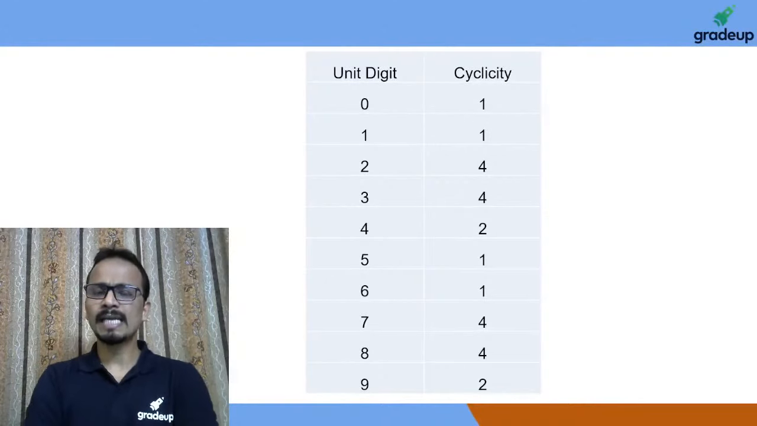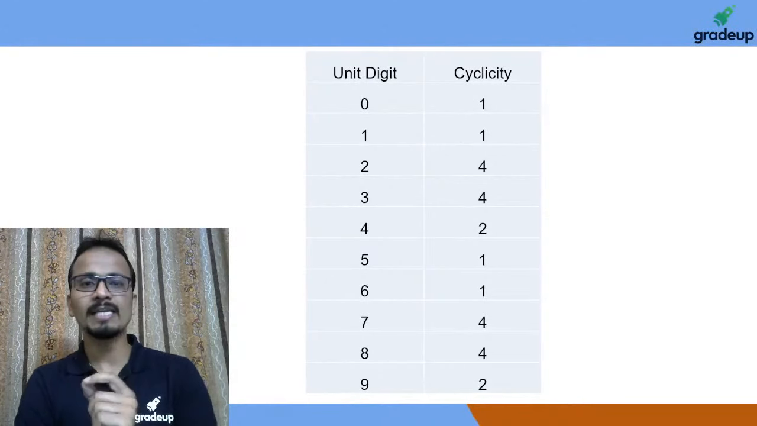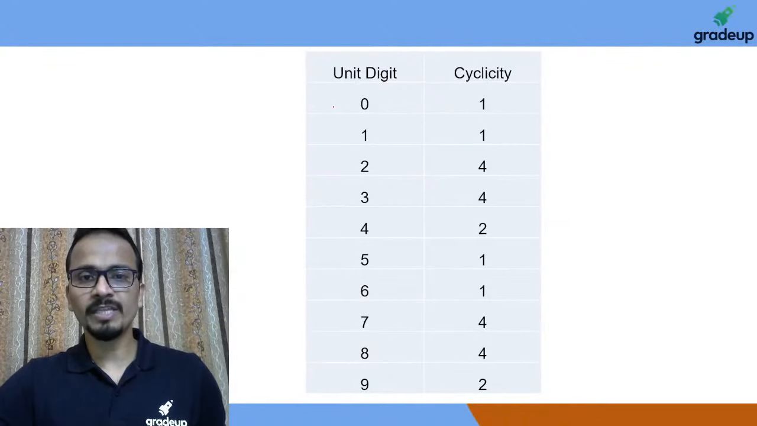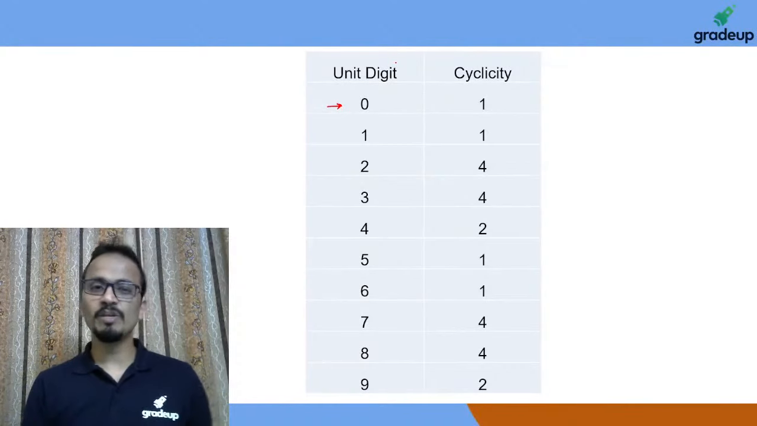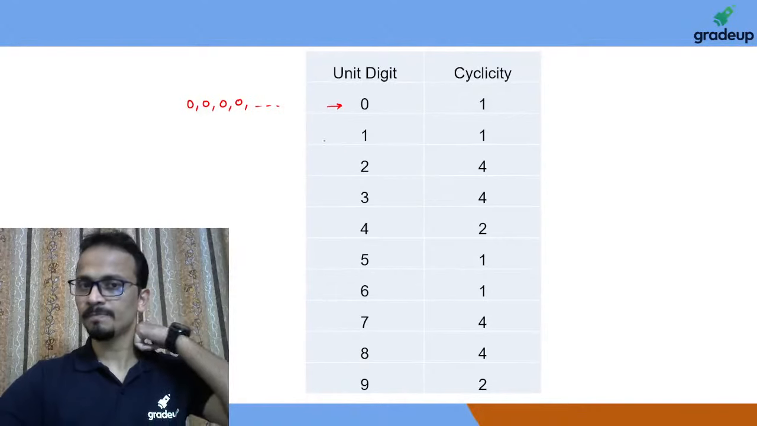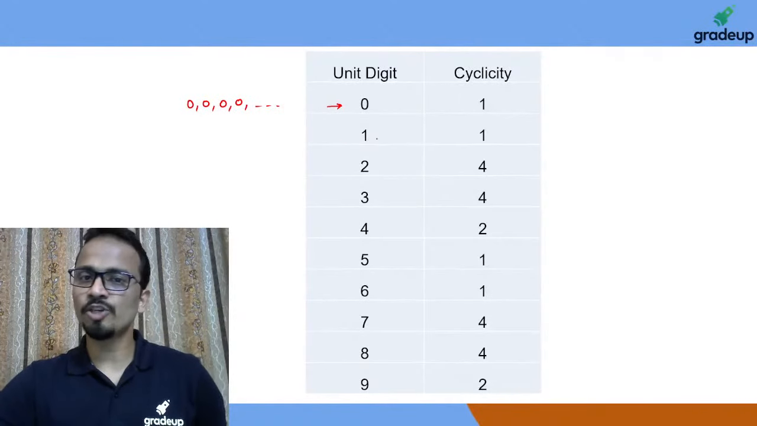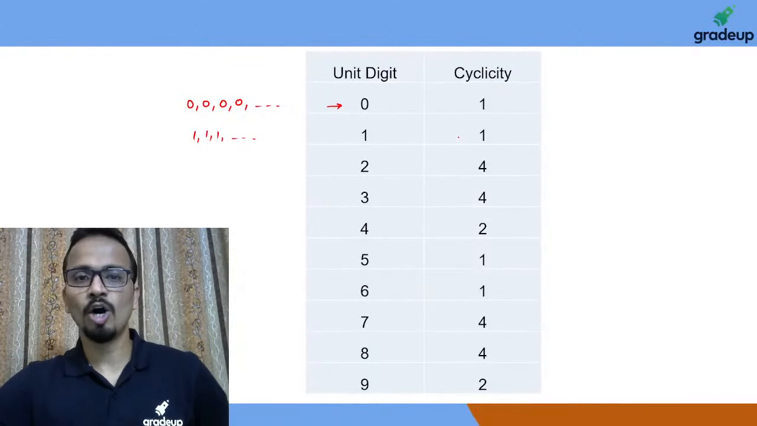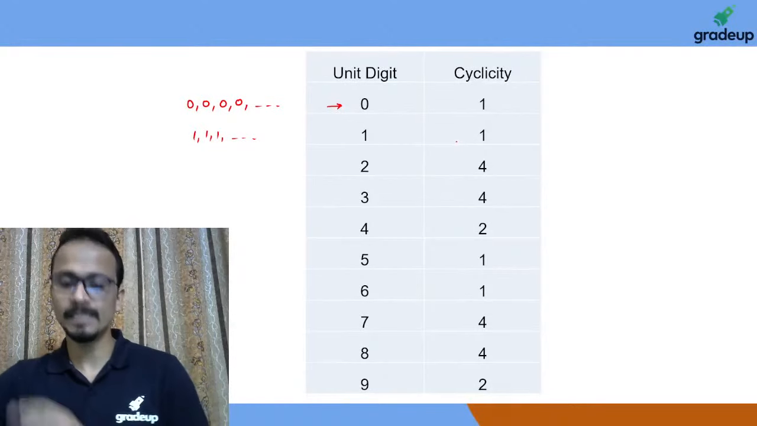On this slide, I have mentioned the cyclicity for all the unit digits. If in the base I have a unit digit of 0, its cyclicity will be 1, because 0 raised to the power anything will keep on giving you 0 as the unit digit. Now, whenever you have 1 as the unit digit raised to any power, every time you will obtain 1 as the unit digit again. So again, in this case, cyclicity is 1.